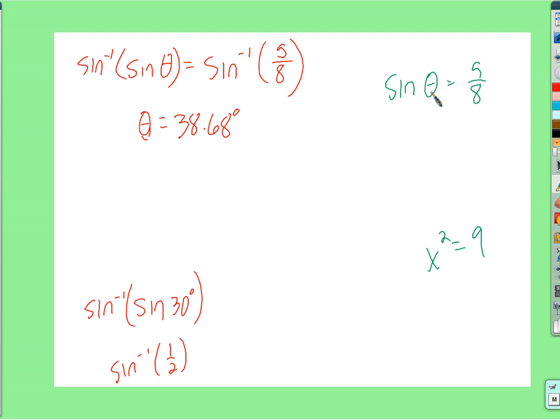So the way that's going to work out for us is we need to know which solution we're looking at, where on the circle the angle is. So if this problem said, find the angle that has a sine of 5/8, and by the way, this angle is between 0 and 90.